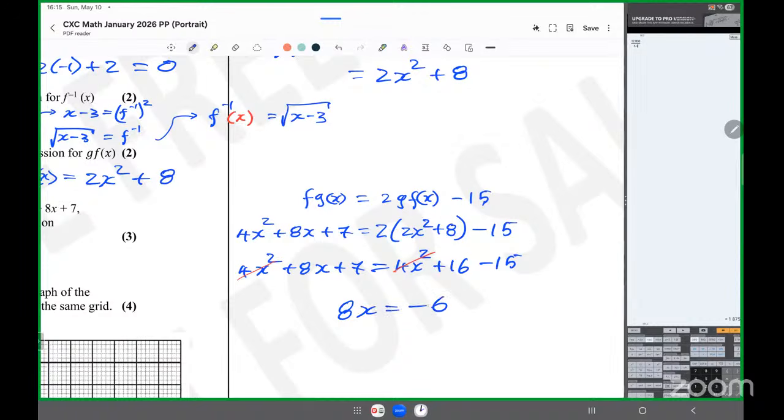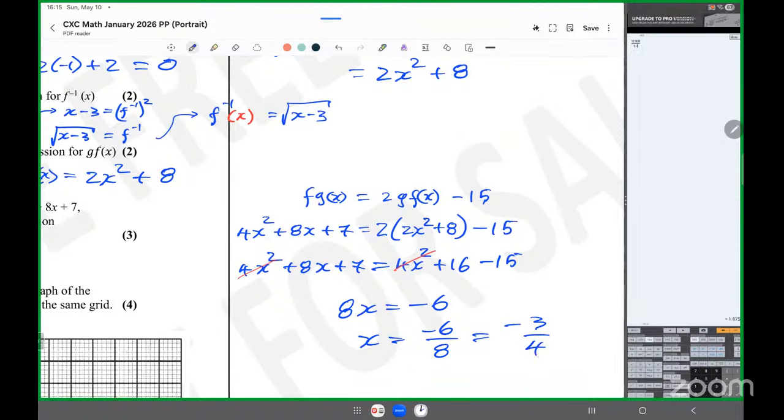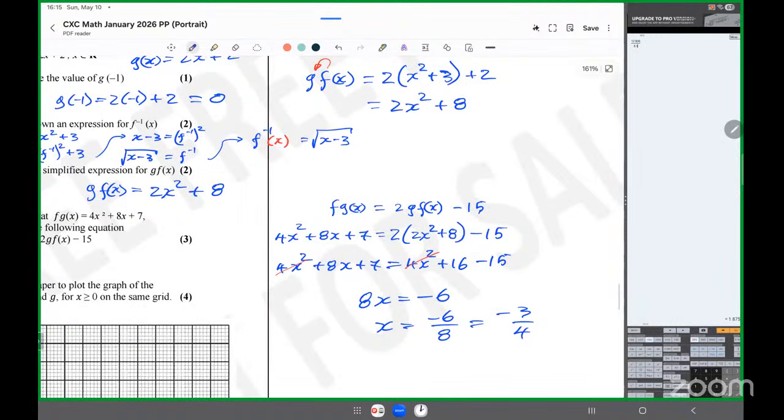8x equals negative 6. Now divide by the 8. You're going to get x equals negative 6 over 8, which becomes, divided by 2, negative 3 over 4. That's the answer. x equals negative 3 over 4. That is it.